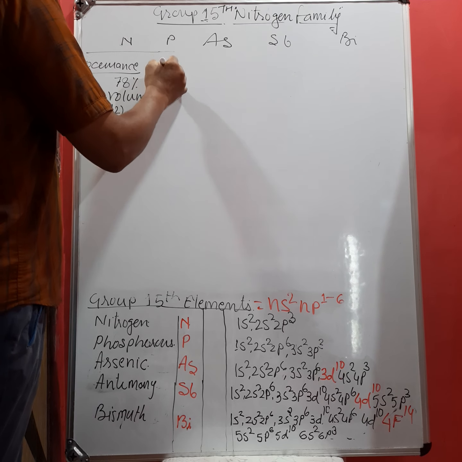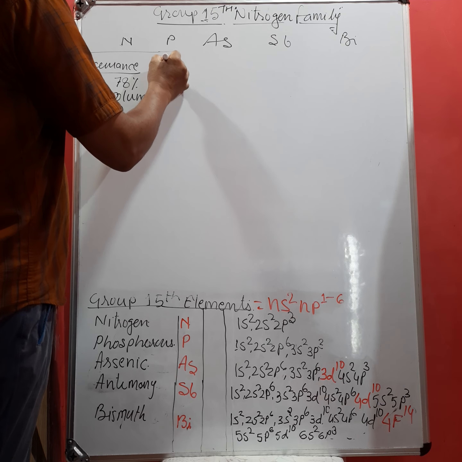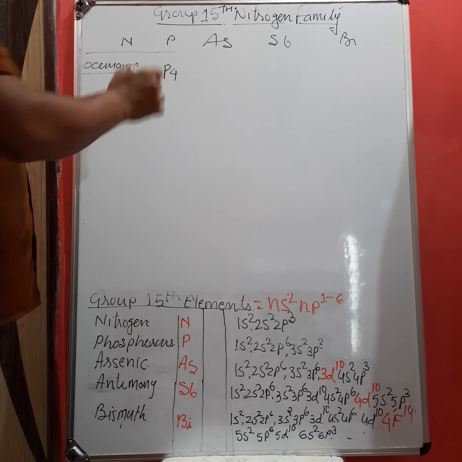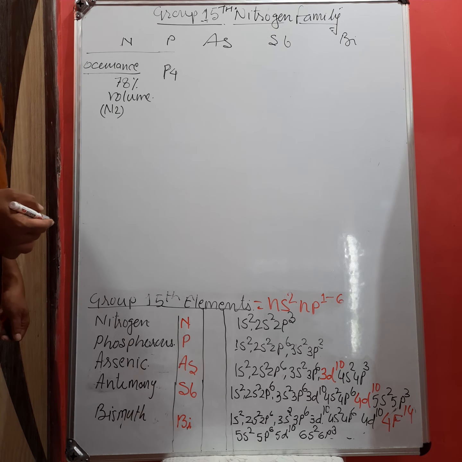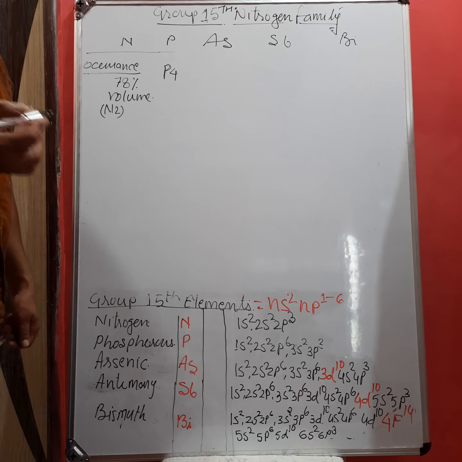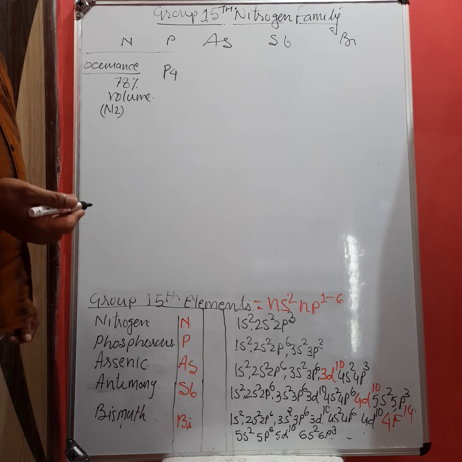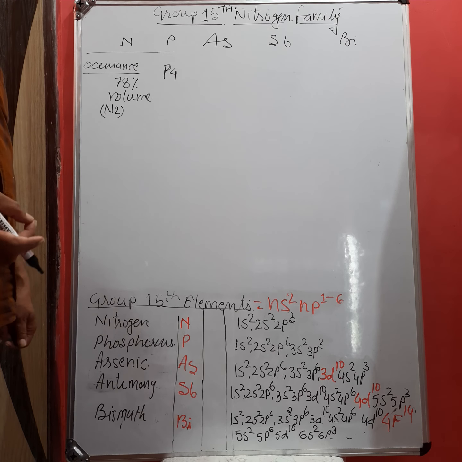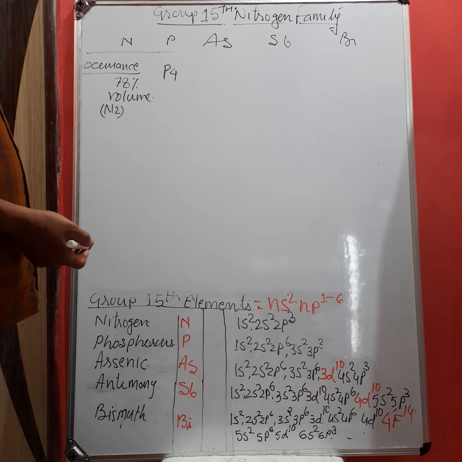Phosphorus exists in P4 form. It is because it is highly reactive. Okay, its allotropes are also present, white and red phosphorus. White phosphorus is highly reactive, therefore it does not exist in its free form but exists in compound form.